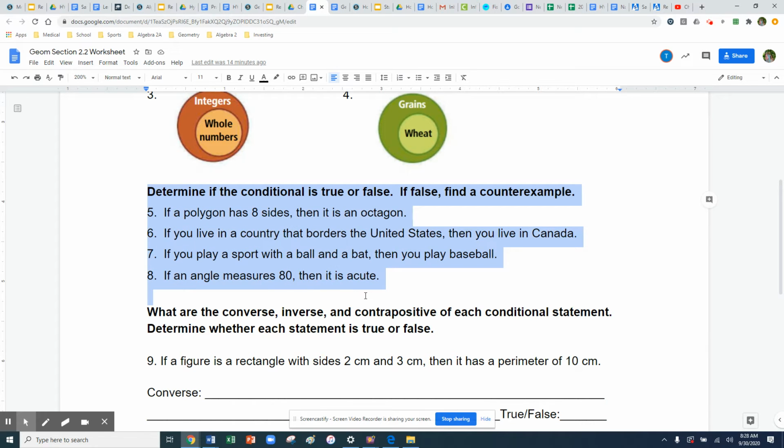5 through 8, I like these. You're looking at a conditional and you're playing the devil's advocate. You're trying to prove it wrong. So you're trying to see, is there anything that I can think of to prove it wrong? So kind of like that fish example. If I told you if an animal can swim, then it's a fish, you could probably give me a counterexample. What would be an animal that's not a fish that still swims? What could I say? A frog? Okay. So you could have any of those counterexamples.